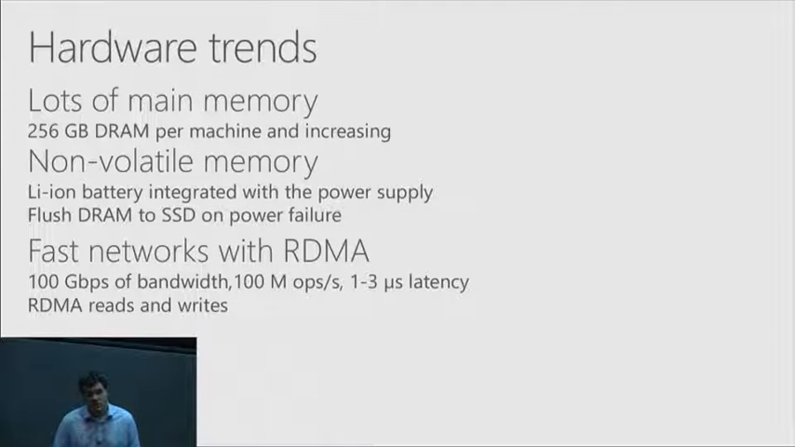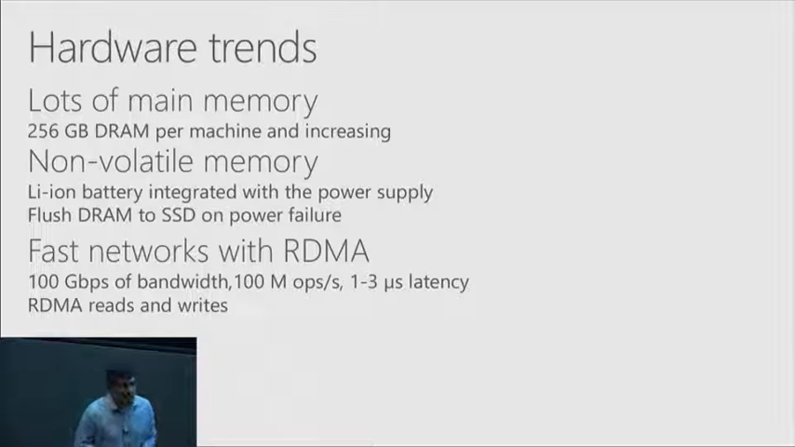The first one is having large amounts of main memory in commodity servers in data centers. So servers today already have 256 gigabytes of DRAM, so basically commodity servers. And this means that a small cluster of several tens of these servers already has enough main memory to store entire data sets of many interesting applications.